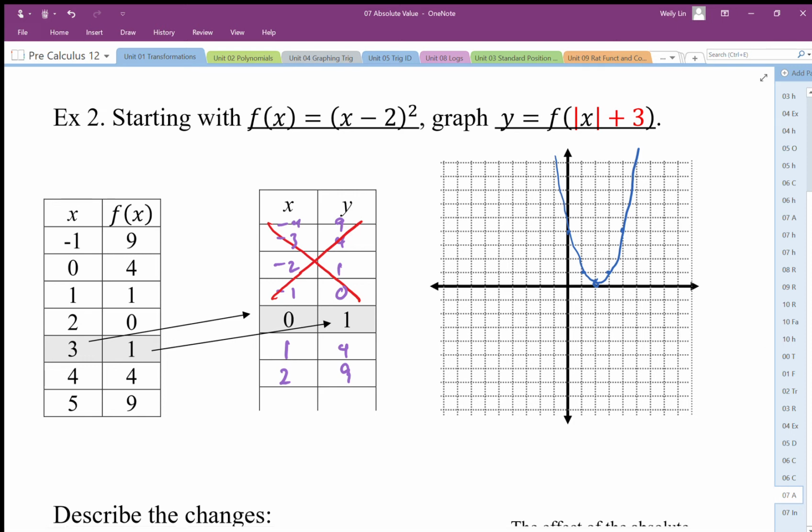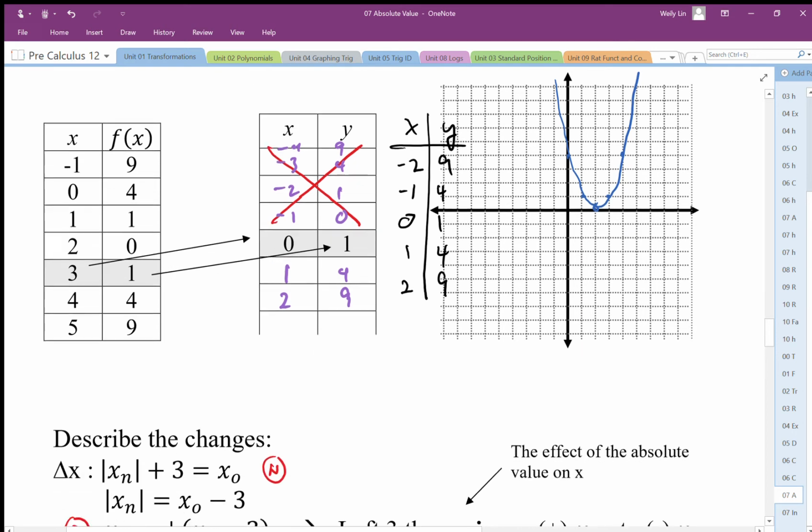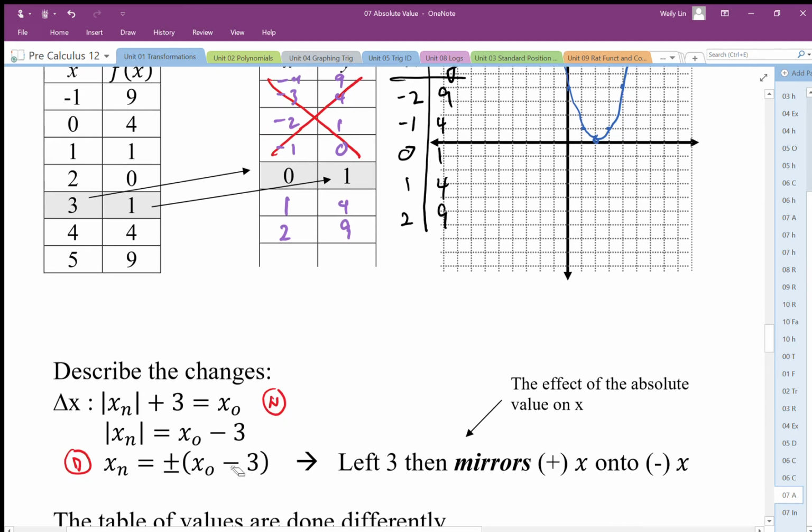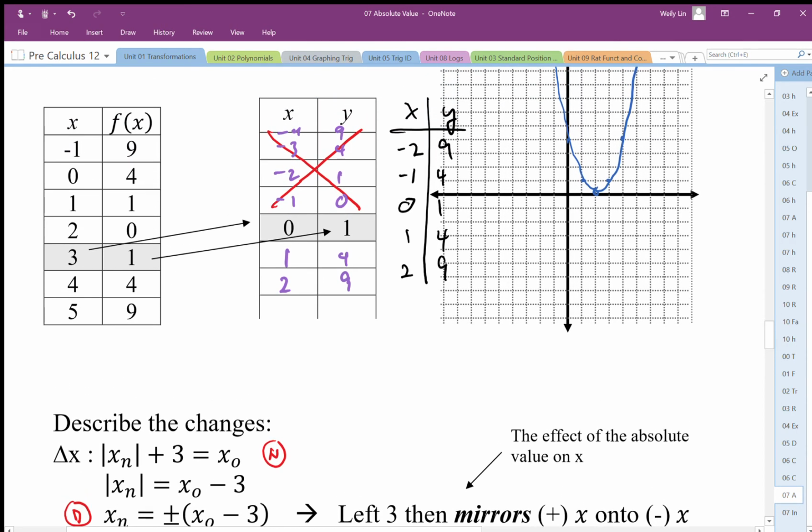I'm going to need another table here. I'm just going to do another table of values. So I've got my mirror point. I've got my positives, which just stay positive. Now the mirroring becomes negative 1, negative 2. I've got to mirror the positive points across the mirror point. I get those coordinates. So there it is. I've done my 2 steps: my left 3, then mirroring. My absolute value gets rid of the negative and mirrors the positive.